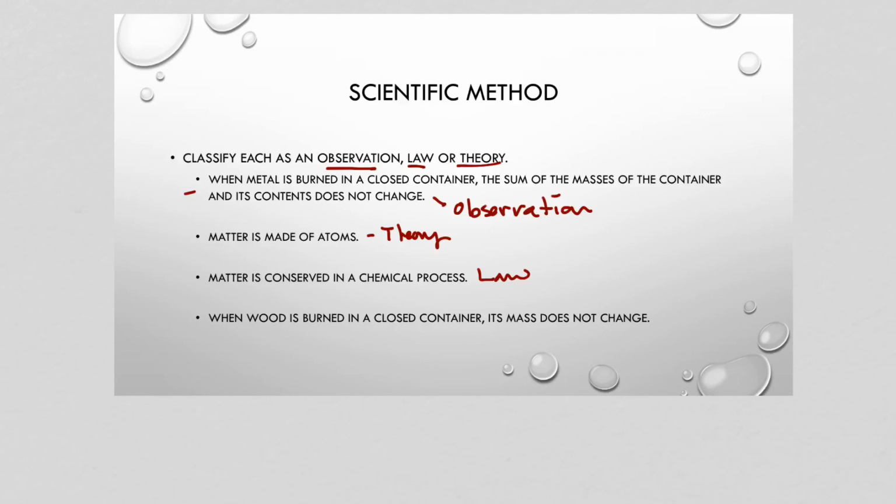The last statement: when wood is burned in a closed container, the mass does not change. Now, hopefully this one's pretty straightforward by this point, right? This again is another observation, another example. So both of these are examples of the general statement or the general law that matter is conserved in a chemical process, right? So individual examples are observations. A general summary of those would be the law.